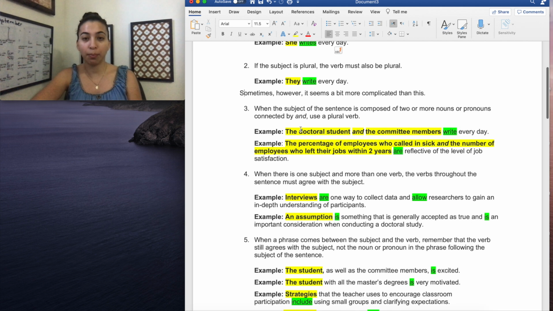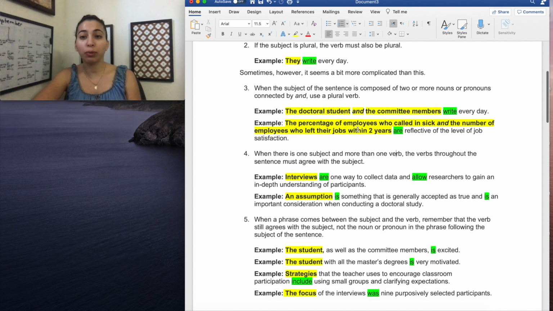So for example, the doctoral students and the committee members, so two people or two groups of people, write every day. The percentage of employees who call in sick and the number of employees who left their jobs within 2 years are reflective of the level of job satisfaction.